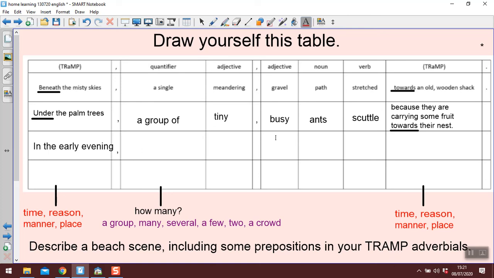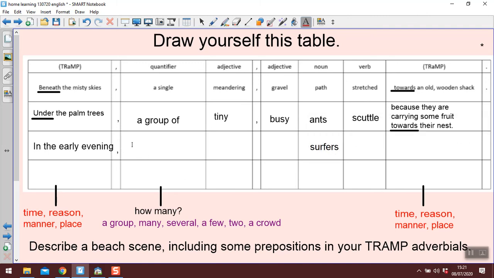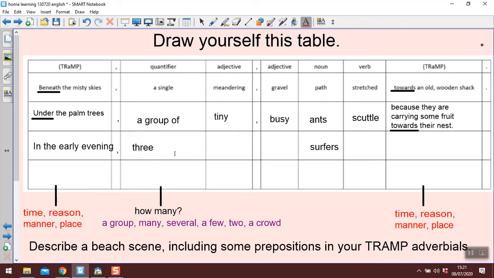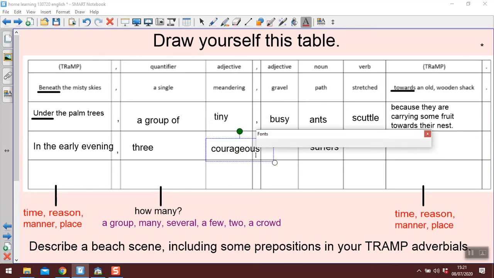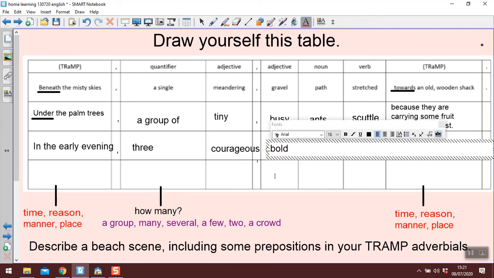Then what could I have? I'm going to have surfers as my noun. How could I describe the surfers? And how many surfers could there be? I'm going to have three as my quantifier. So in the early evening, three. And then two adjectives that are going to describe my surfers. Courageous, comma. I'm going to have bold, surfers.